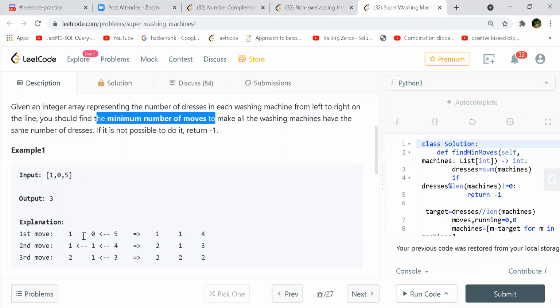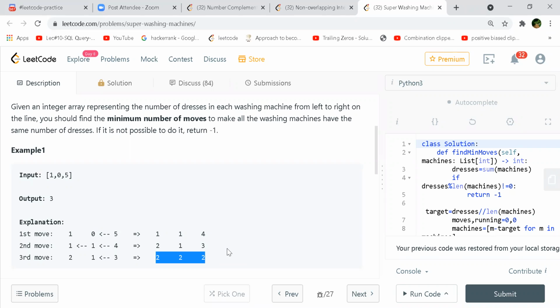Yes. Since each of the machines should have at least one dress, from 5, one dress we are passing to this. So this is the first iteration. After that, we pass this dress to this, so this will be 0 again, and 1 we are passing here. Now this is having 2, 1, 3, but still they are not equal. So now this is lacking and this is surplus. So 1 we are passing to this, and at this stage, all the 3 washing machines have the same number of dresses, right?